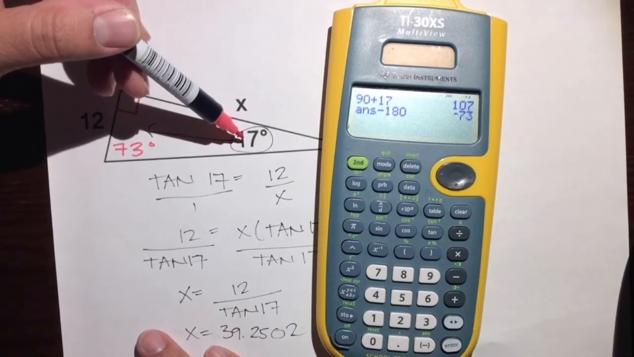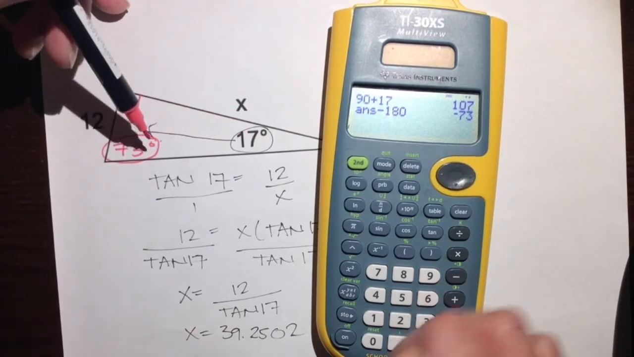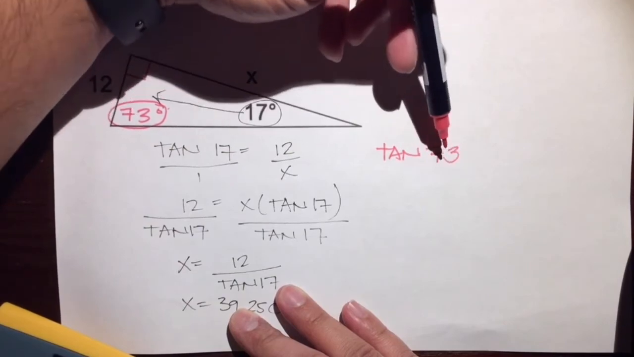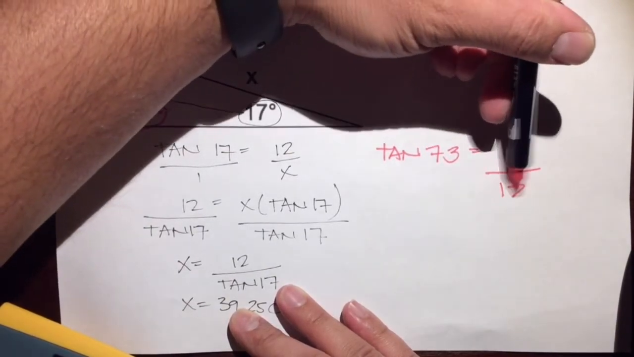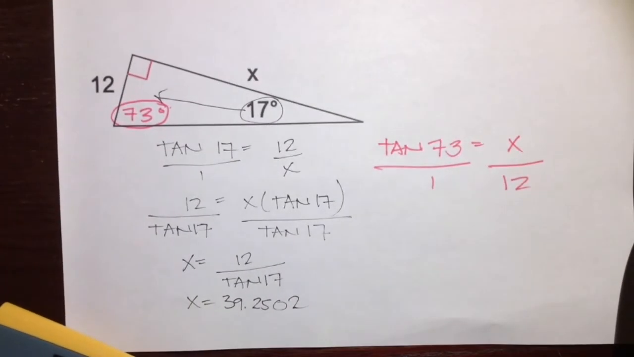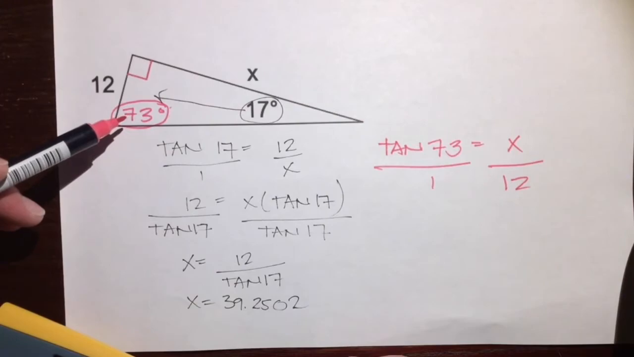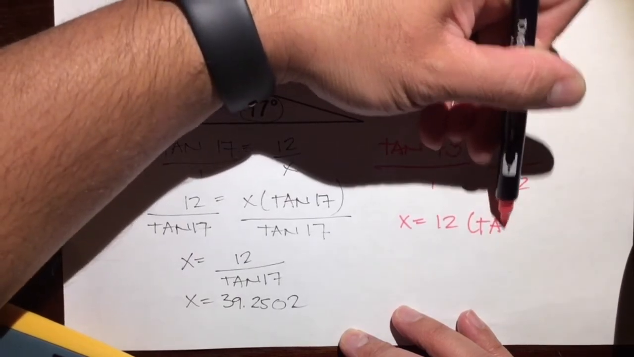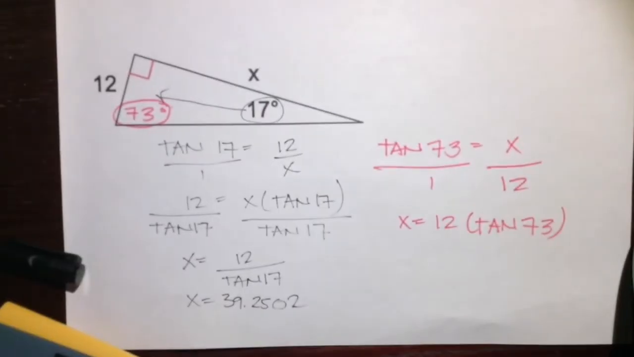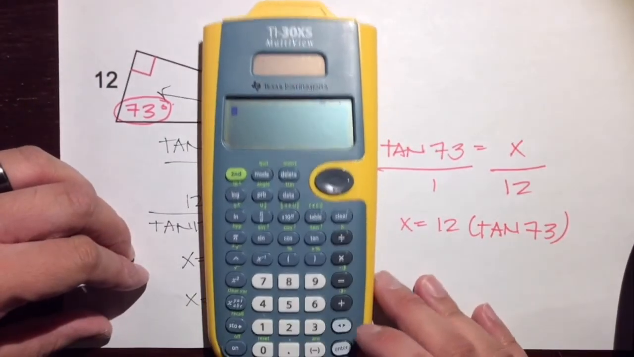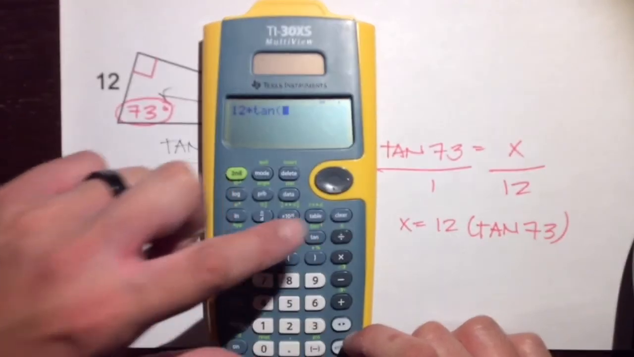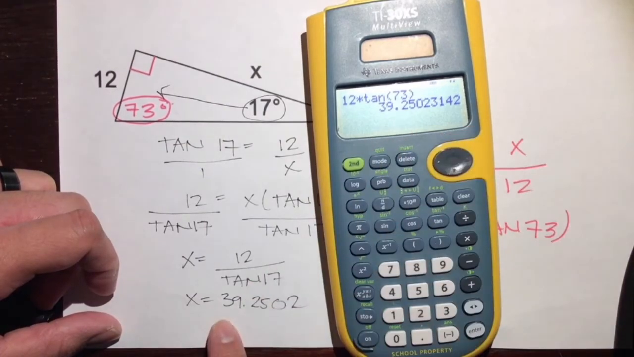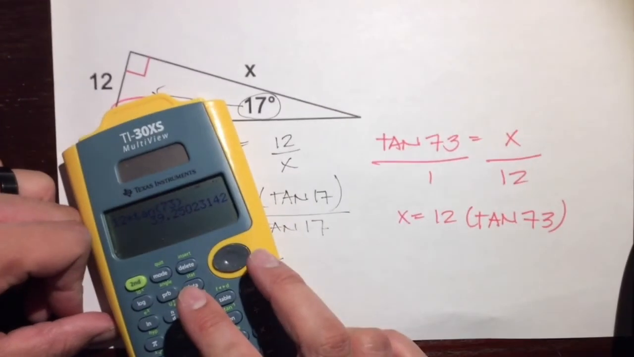Let's ignore the 17. Let's just use this 73 degrees. And let's find the tangent of 73. Tangent of 73 is equal to x over 12. Okay, so this is a different way of getting x by using the other angle. If we cross multiply, we have x is equal to 12 times tangent of 73. Let's type this in our calculators. 12 times tangent of 73. What? It gives us the exact same answer.